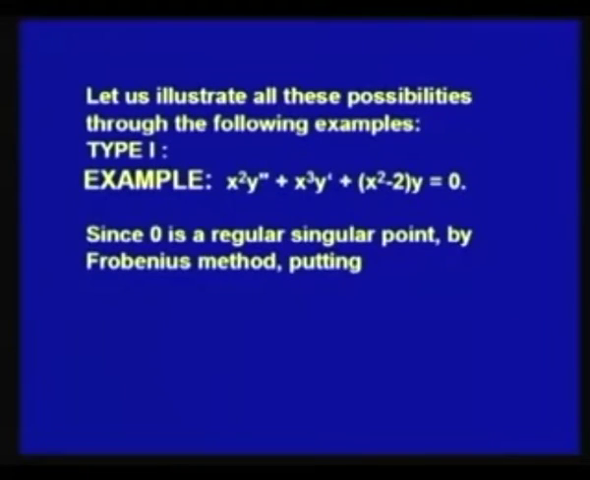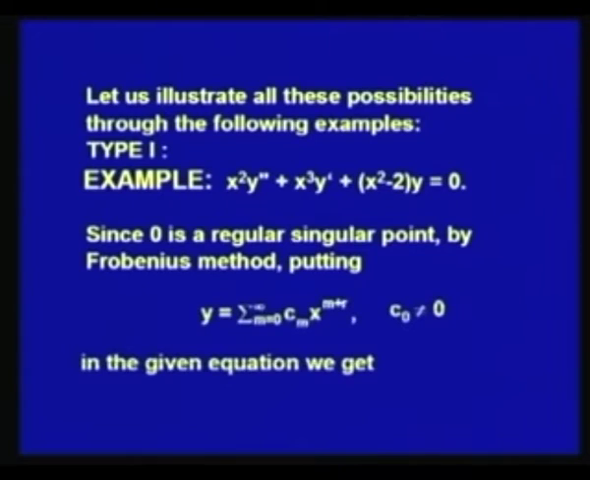Let us consider the differential equation x squared y double dash plus x^3 y dash plus (x^2 minus 2) y equal to 0. We can see here that again 0 is a regular singular point of this differential equation. So, we can apply the Frobenius method. So, let us put y equal to sigma m equal to 0 to infinity Cm x to the power m plus r, where C naught is not equal to 0, in the given differential equation.